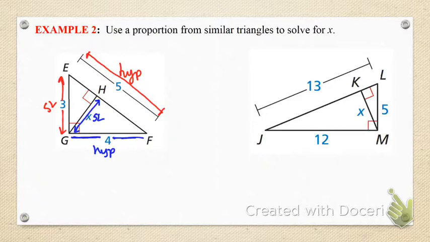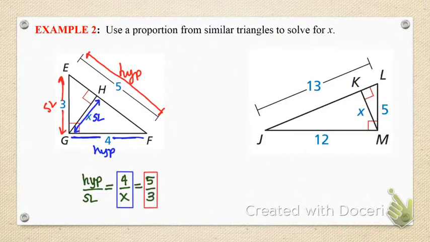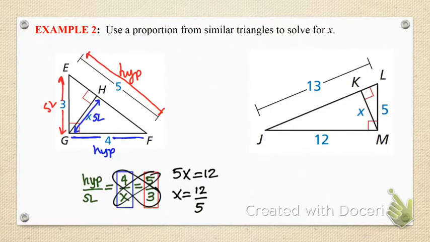So we can set up a proportion. The hypotenuse is to the short leg as, right? And then the hypotenuse is to the short leg. So these guys right here came from the blue triangle. That's the hypotenuse and the short leg of the blue triangle. And then these guys right here come from the hypotenuse and the short leg of the red triangle, the largest triangle. Now that I have a proportion, I'm going to cross multiply and solve.